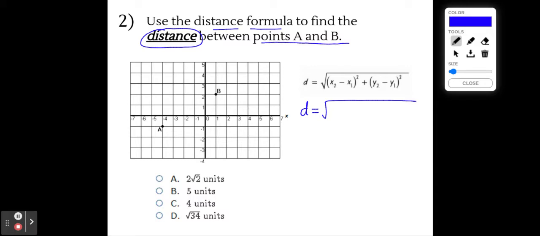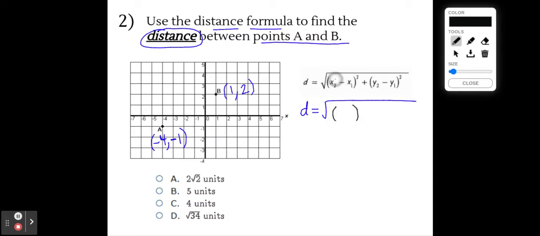Okay, so the point here for B would be 1, 2. And then the point for A, we would name that -4, and then that -1. So we want to name the points because you have to have the X and the Y values to plug them into the distance formula. Okay, so I'm just going to switch out the color here. We'll make this black.